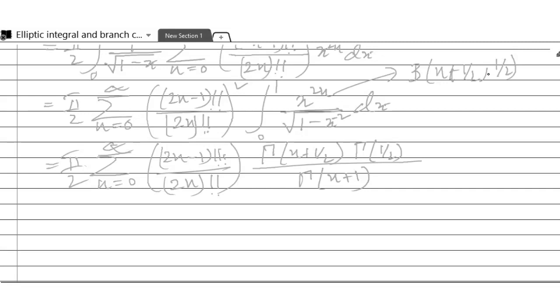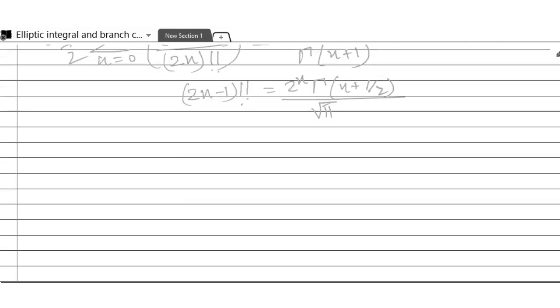Now friends, you have to remember that (2n minus 1) double factorial equals 2 to the power n gamma n plus half divided by root over pi, and (2n) double factorial equals 2 to the power n times n factorial.